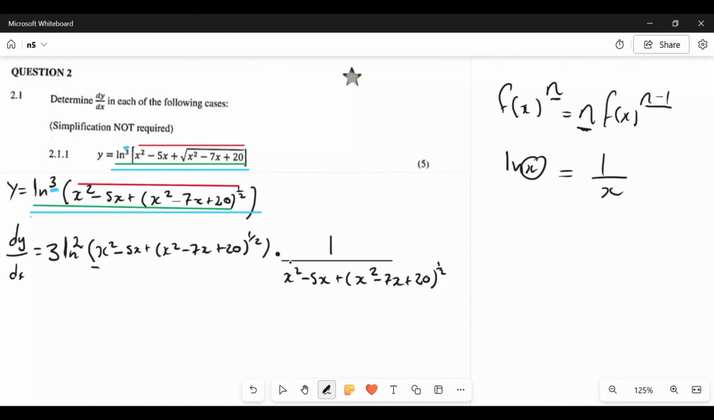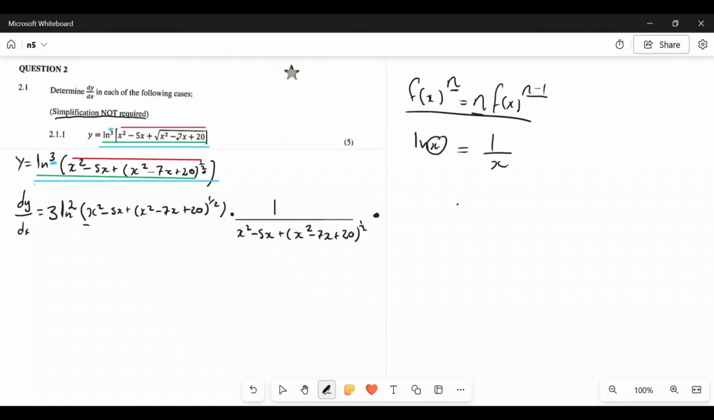There we go. Let me just create a line here. I hope you guys can see, right? Then we are done. Now let's differentiate the one in red, the one inside ln there. As you can see there, we have individual terms, and also we have the one with the power of half. So let's start with the x squared there. So you have to open the bracket. When you differentiate x squared, it's going to be 2x, right? Minus 5, because the differentiation of 5x is 5, plus.